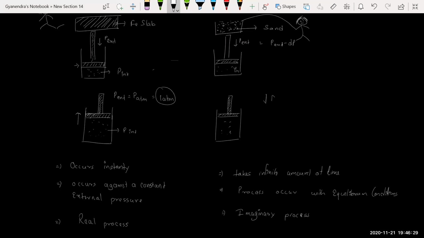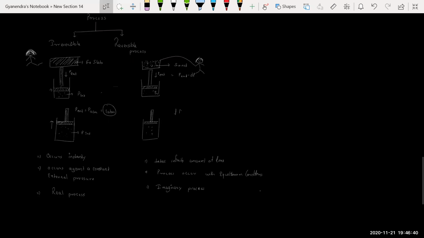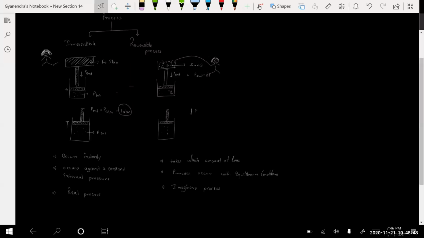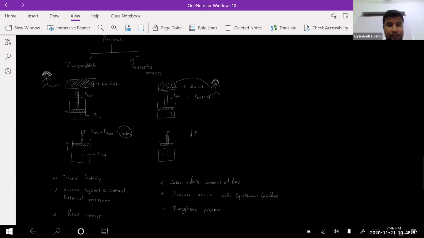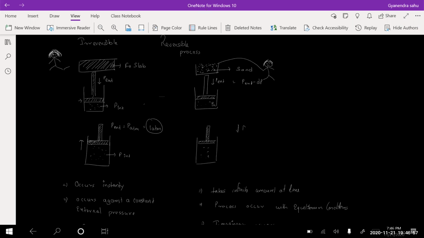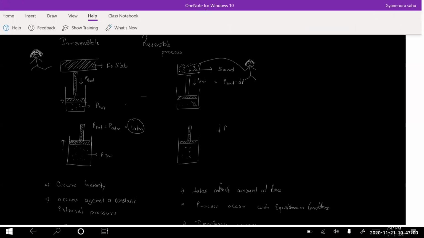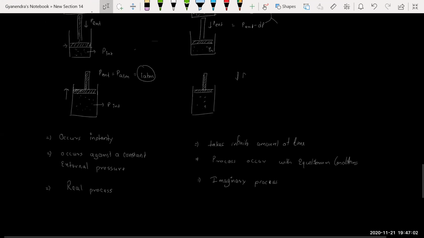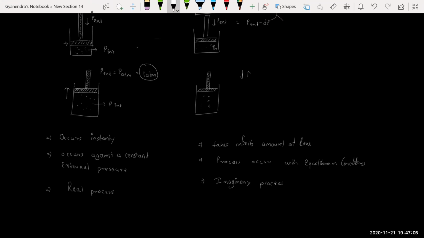So this is what we actually call the reversible and irreversible process, Dinesh. Any doubt in this? No, sir. Sir, can you zoom it, sir? Is it visible now? Sir, the second point, the process occurs with equilibrium conditions, Dinesh. Yes, sir. Noted. It's an imaginary process. Copied?